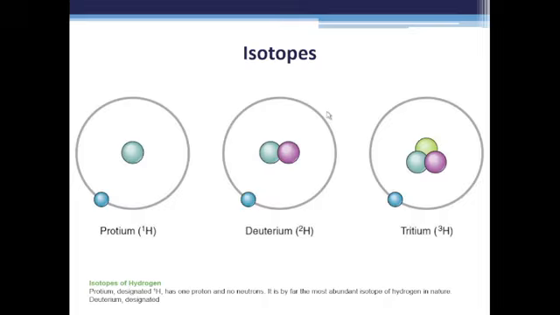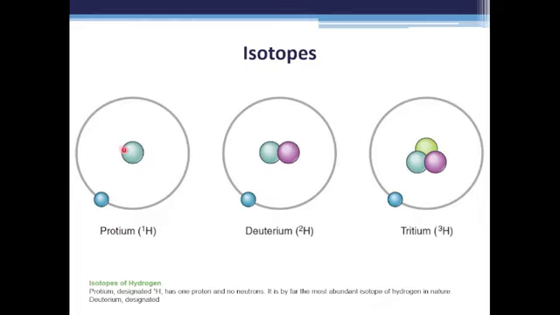So when we have a different number of neutrons but the same number of protons, we have different isotopes. So for example, this is hydrogen. All of these are hydrogens, and let's talk about hydrogen.